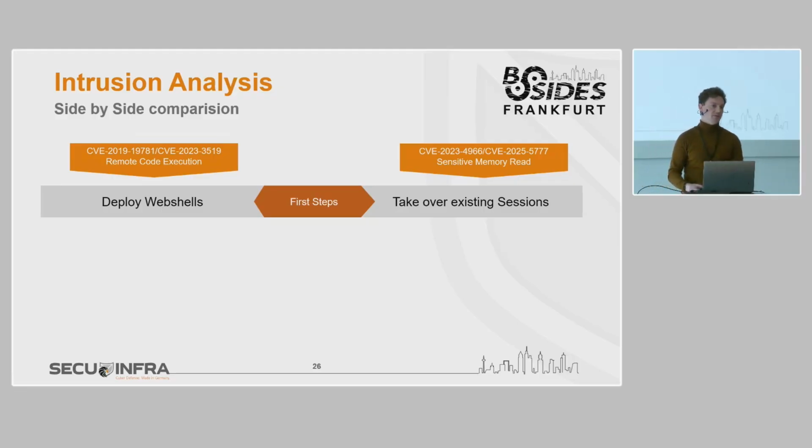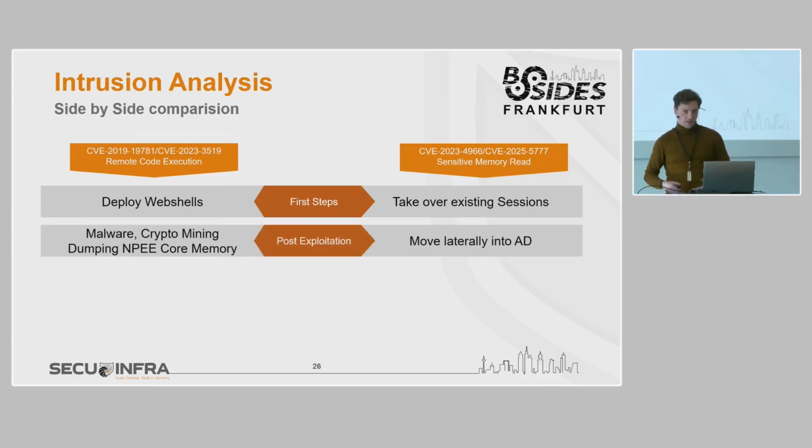On the left side, it's always a web shell. So you just drop a web shell, you have the persistence, and you can execute commands even after patching or something like that, if it does not remove the web shell. On the right side, we get session keys, so we use them to take over existing sessions. Basically, we can then use those machines which are deployed in Citrix, and we are already mostly in the Active Directory. Now, post-exploitation, so we did our first steps.